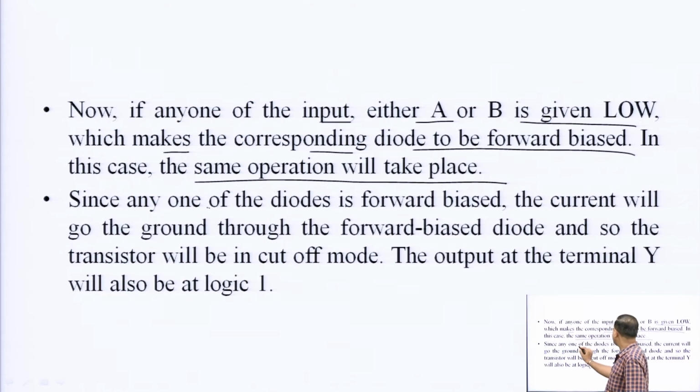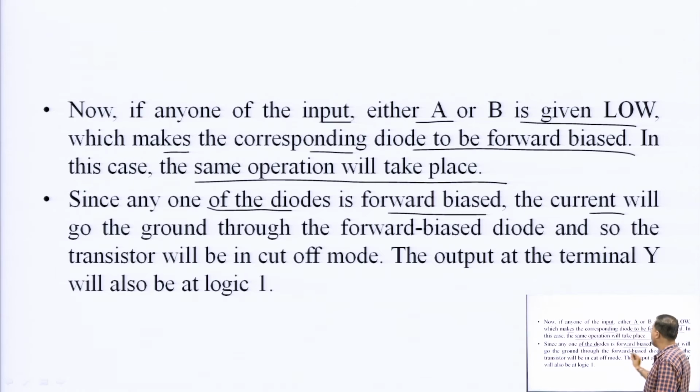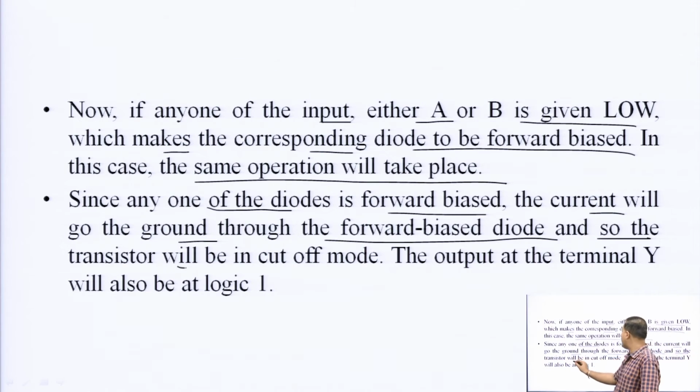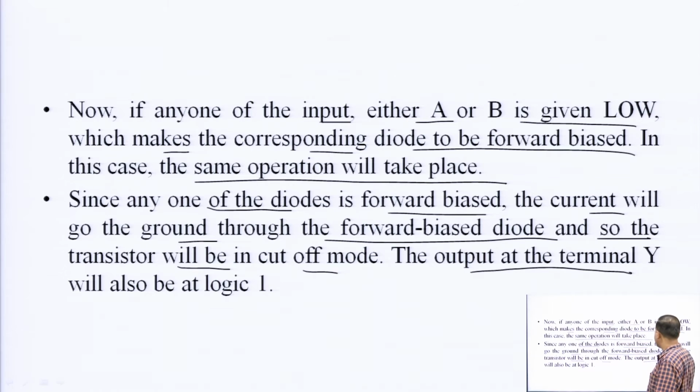Since any of the diodes is forward biased, the current will go to the ground through the forward biased diode, and so the transistor will be in the cut off mode. The output at Y will always be at logic 1.